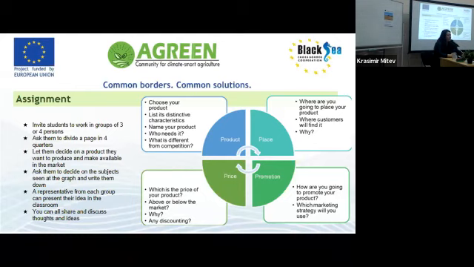About the place, where are you going to place your products? Where will customers find it, and why do you choose the specific places? About promotion, what are you going to promote? How are you going to promote your product, and which marketing strategy will you use? And of course, you have to justify why you are using the specific strategies.